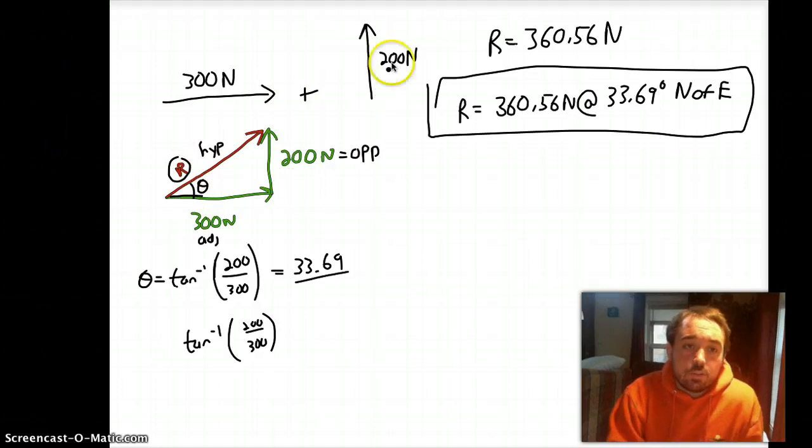So on the worksheet, I want you to draw this, find the angle, and fully classify each of the resultants. And I will check that on Monday.